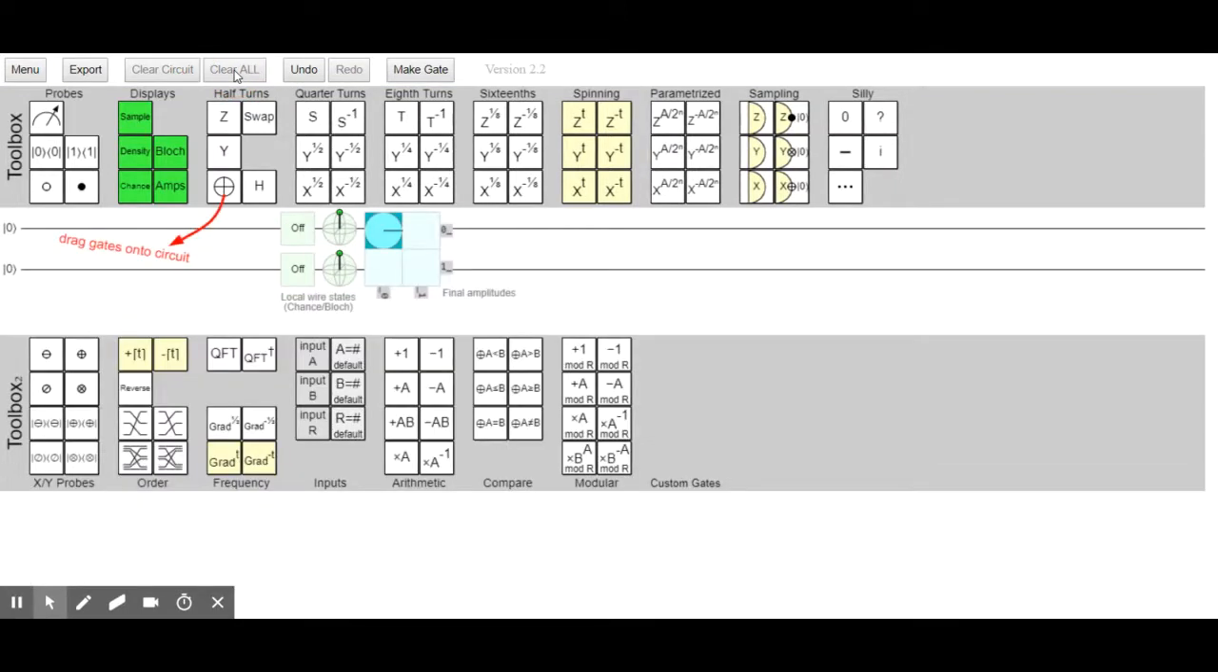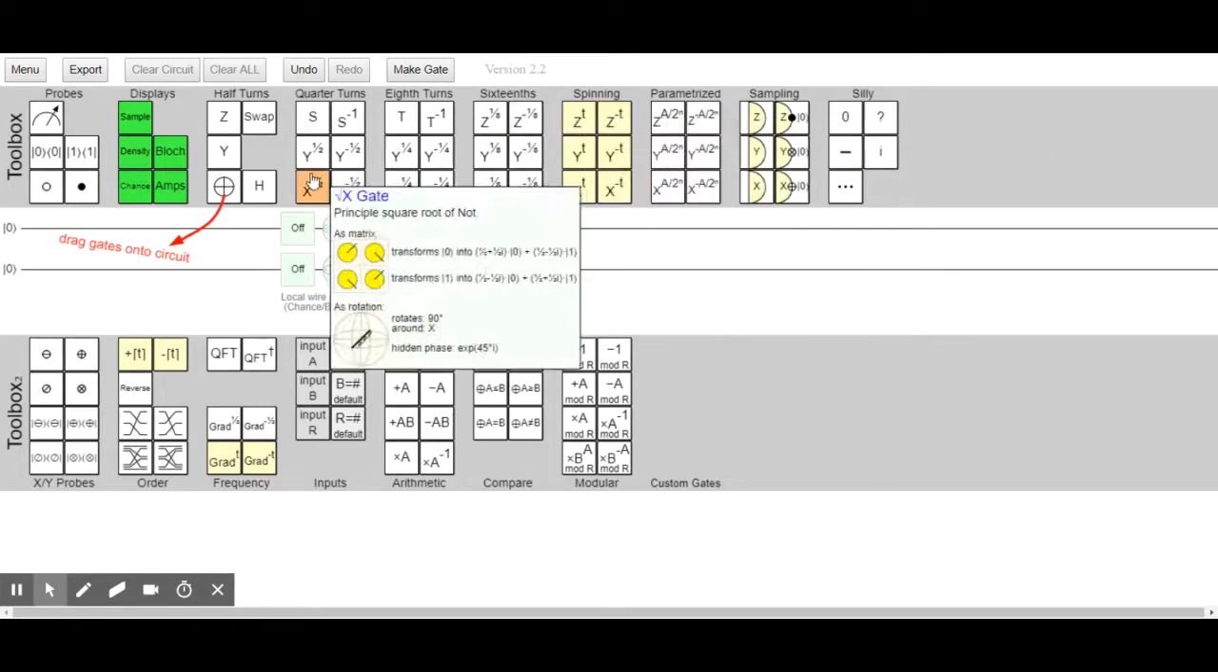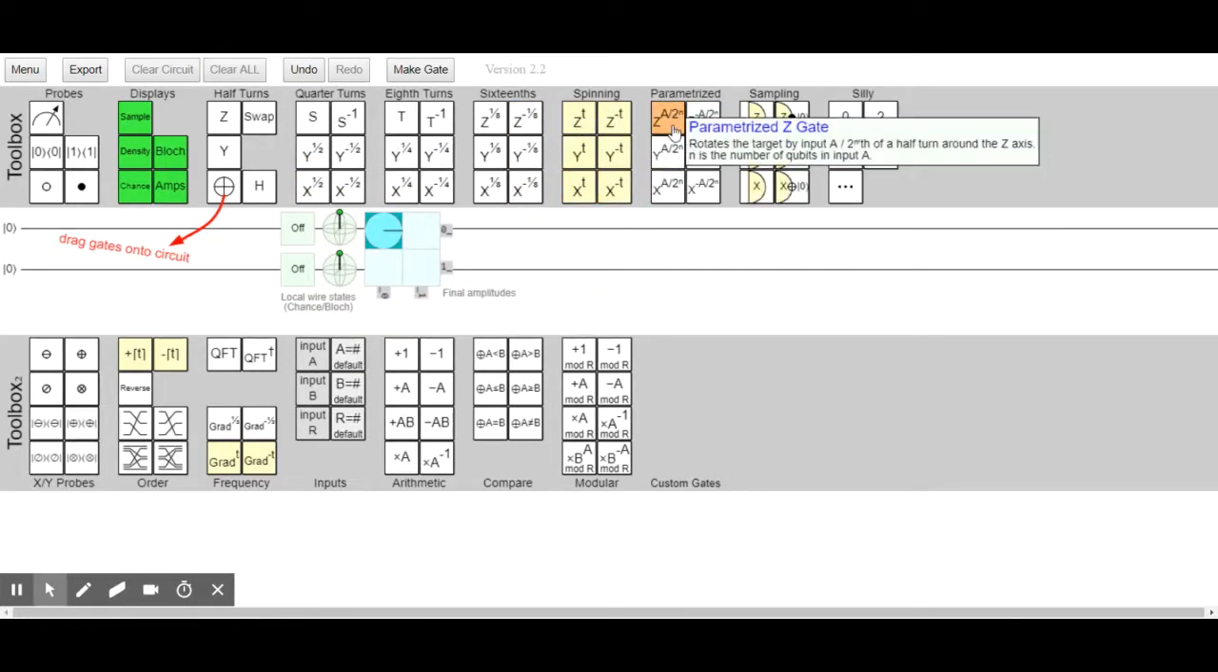And so with Quirk, you kind of got that. Let me clear this. You kind of got it a bit built in, right? Because you have those parameterized gates in here. They basically do that. So it says it rotates the target by input A divided by 2 to the nth of a half turn around the z-axis. But I don't know why it's in the half turn though, where n is the number of qubits in input A.